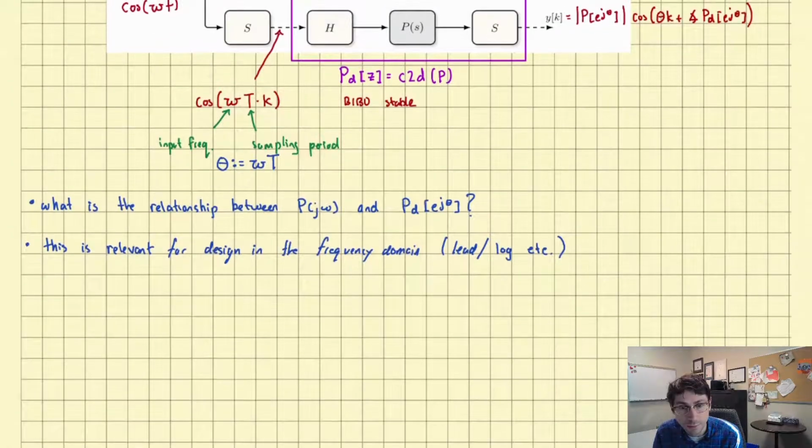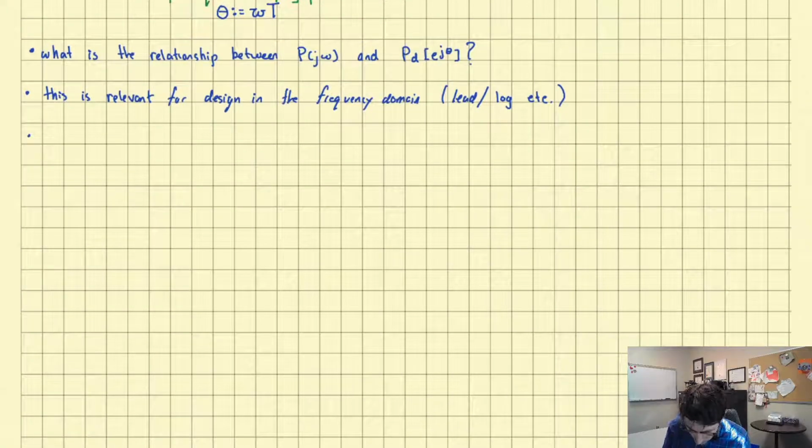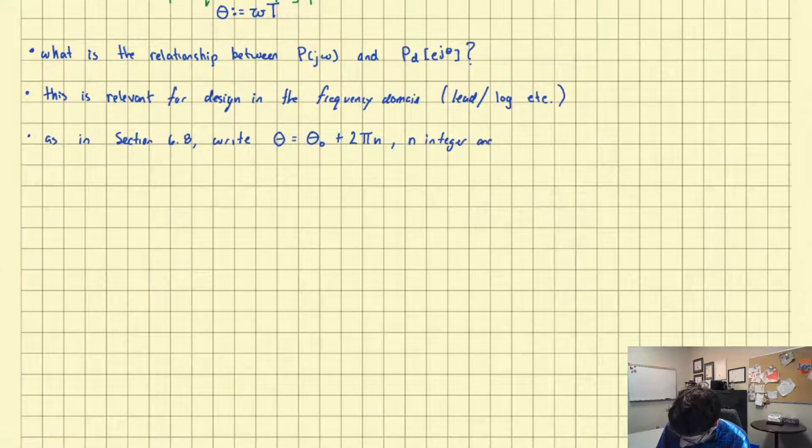Okay. So let's do exactly what we did in chapter 6. Let's write theta as a piece in the baseband between negative pi and pi, plus an integer multiple of 2 pi. So as in chapter 6, in particular section 6.8, write theta equal to theta naught plus 2 pi n, where n is an integer, and theta naught belongs to that region, right? So it's that component of theta, in other words, the theta naught component, which determines the response of the discrete time system. Everything else, everything outside of that range, has no effect, right? Essentially, it's like aliasing.